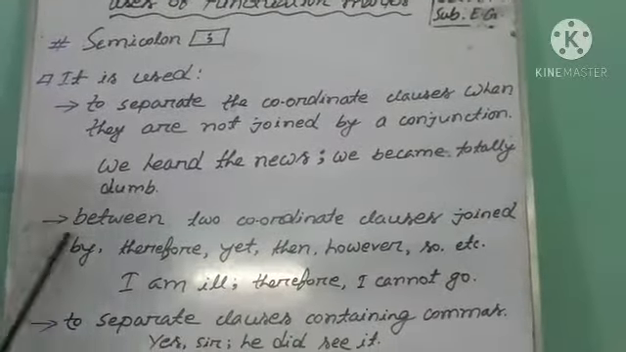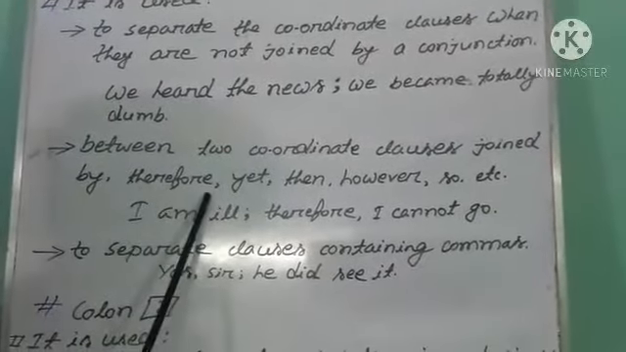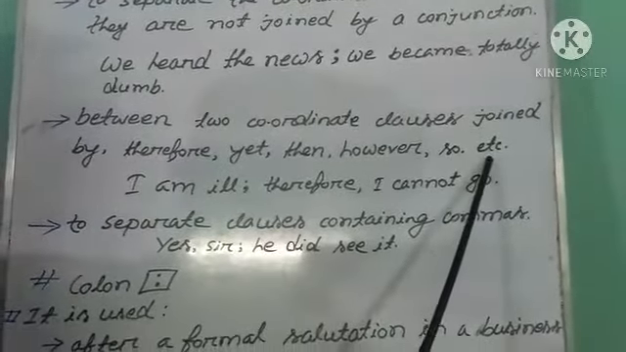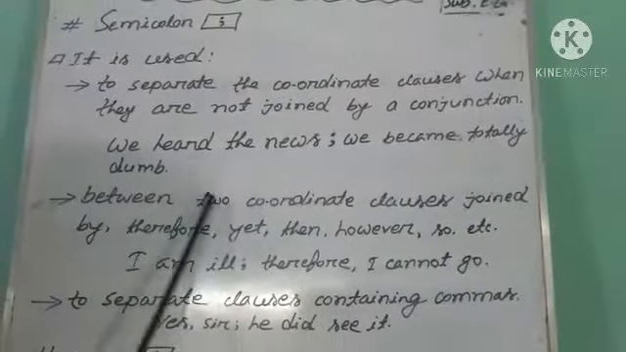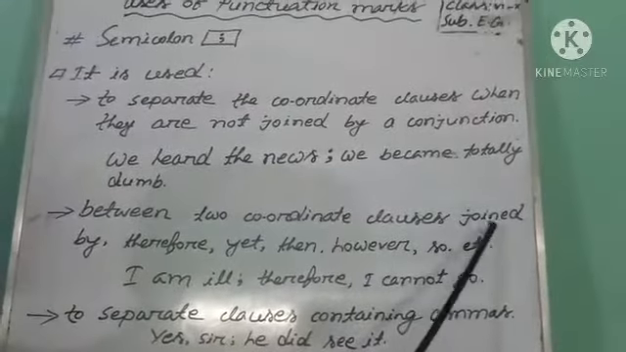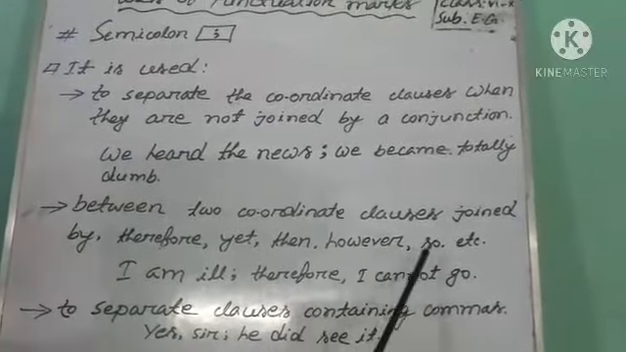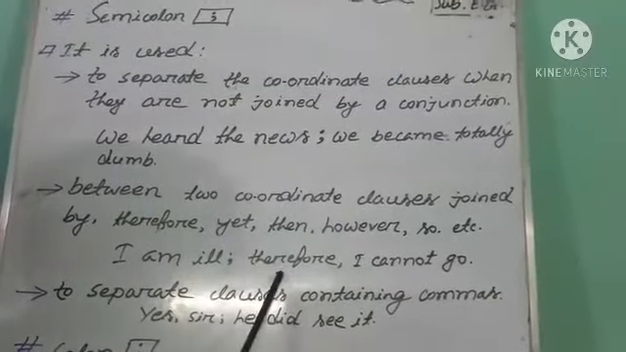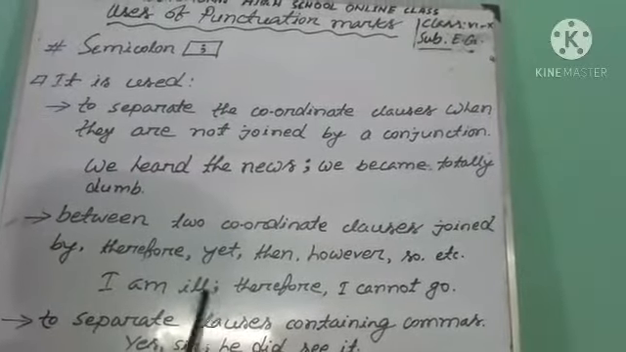Next one. A semicolon is also used between two coordinate clauses joined by therefore, yet, then, however, so, etc. For example, I am ill; therefore I cannot go. We can see that before "therefore" we use a semicolon.